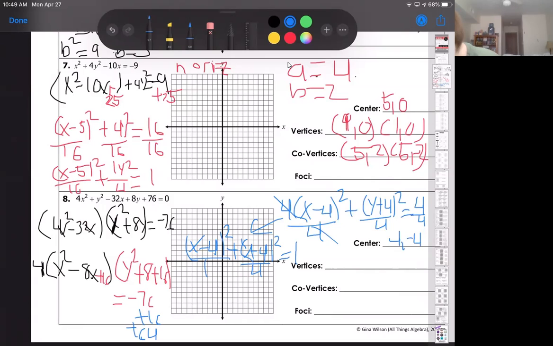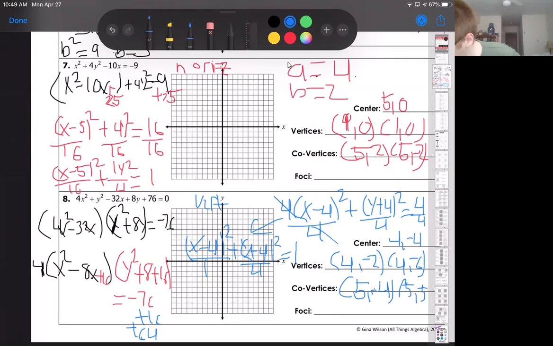My a value, you're going to see, since the y part's over 4, the x part's really over 1. This is going to be a vertical ellipse. So for my vertices, I'm going to add my a value, which would be 2, to my y values. So it would be (4, negative 2) and (4, negative 6). And then we're going to add our b value, which would be 1, because the square root of 1 is 1. So we would add and subtract that from our center. So we would have (5, negative 4) and (5, negative 5). I know that one was a little bit sloppy, but that's what you should get.